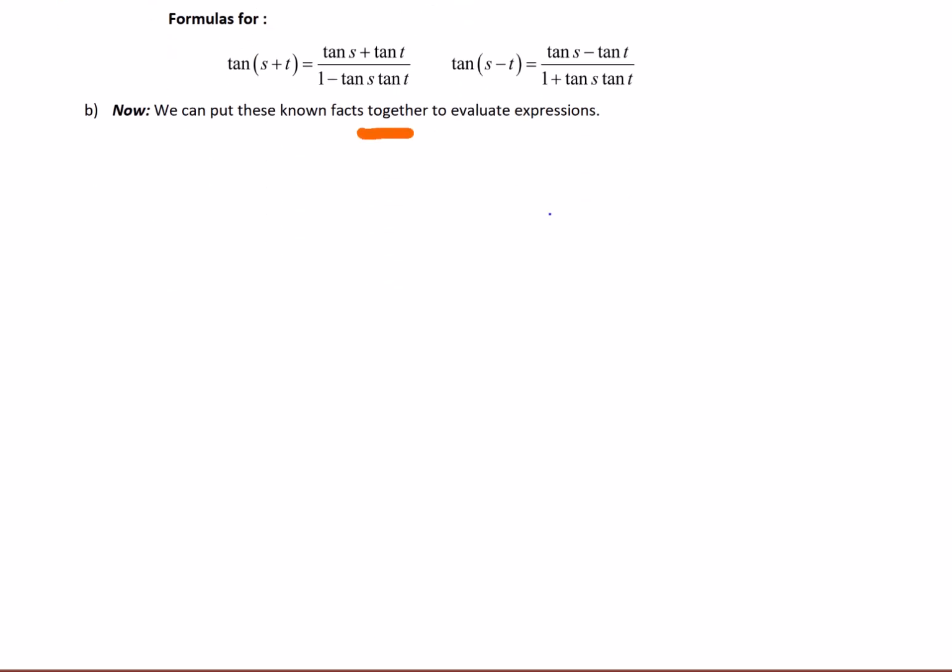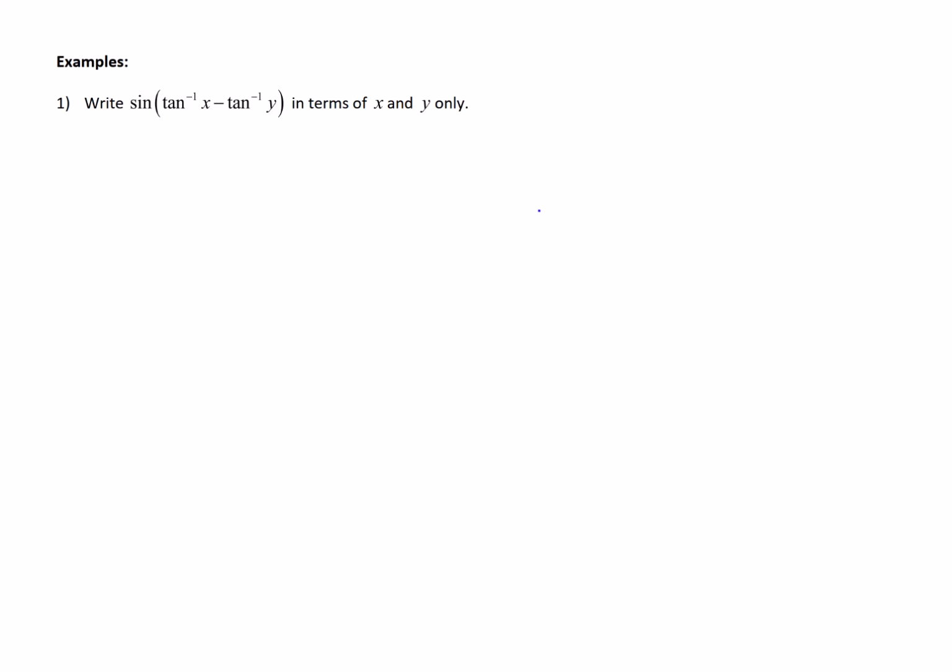Let's begin by looking at an example of what we're talking about here. Our first one begins as this: write, and then here's the expression given. It's the sine of tangent inverse of x minus tangent inverse of y. And that's all in the input for this sine function, but we want to write that in terms of x and y only. So you can see an x and a y in this expression, but you also have these tangent inverse functions floating around. We want to get rid of those and write it only in terms of x and y.